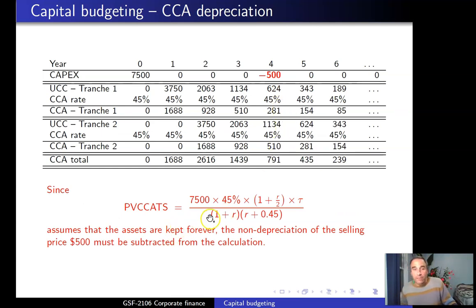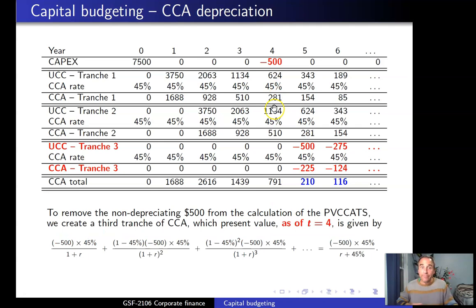Now we calculated here, without taking into account the sale of the asset, that the present value into perpetuity of the CCA tax shield was equal to the capex times the depreciation rate times 1 plus 1/2 the discount rate times the tax rate and so on, into perpetuity. But this was not taking into account the impact of selling the assets for a positive price at a later date. So now we can add a third tranche to our CCA calculation.